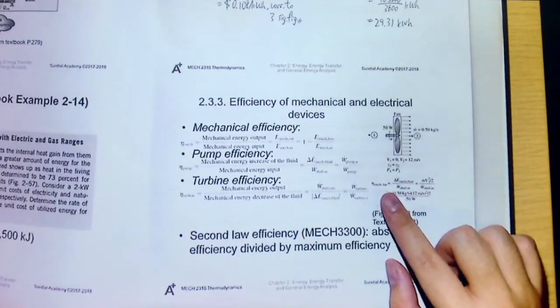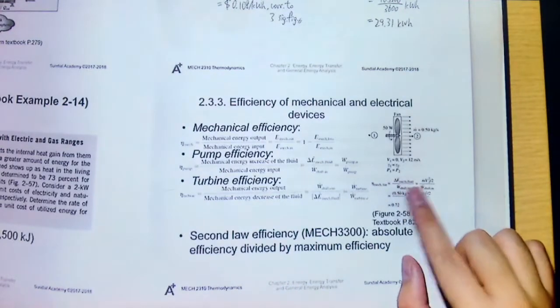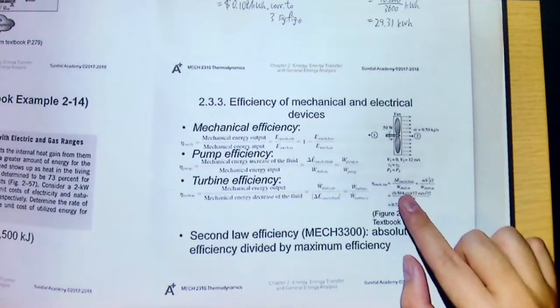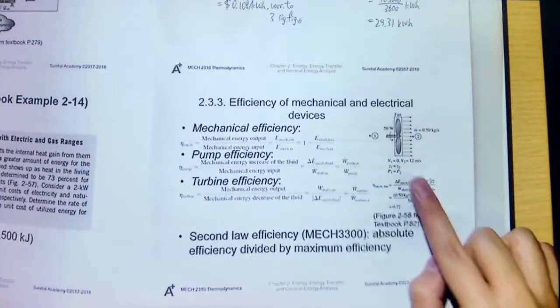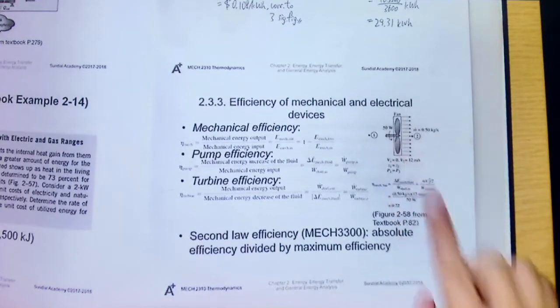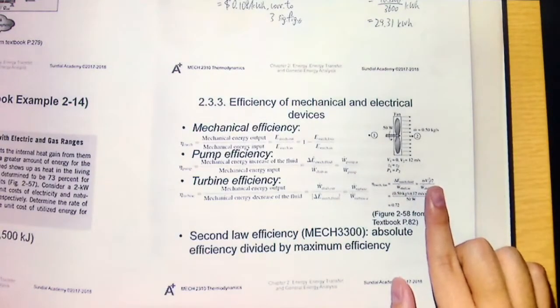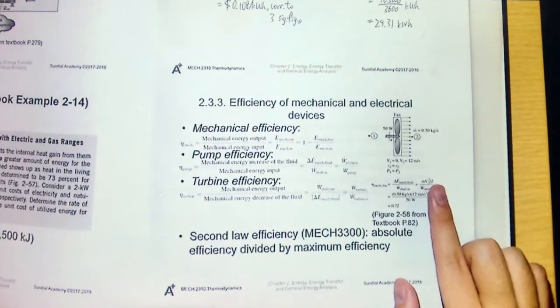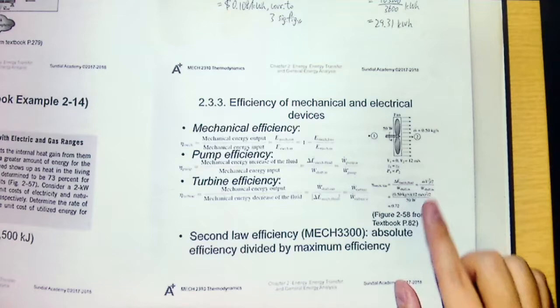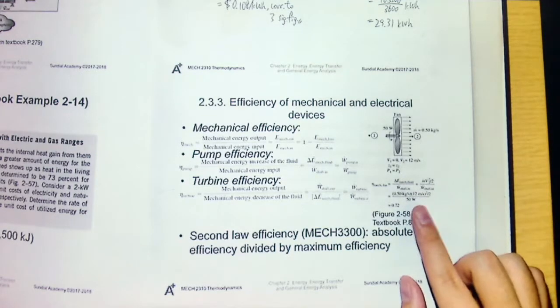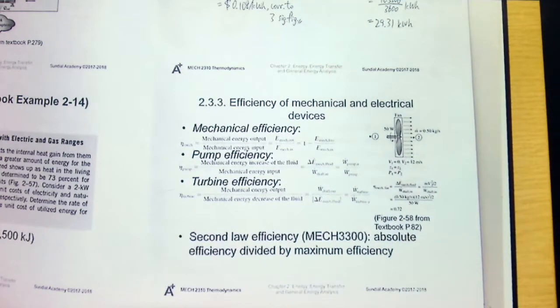of a fan. It will be equal to delta E of the fluid divided by the shaft work. The shaft work is 50 watts, which is given. And the change in the mechanical energy of the fluid is just the change of KE. We have neglected all other kinds of change in the mechanical energy. So we just have the mass flow rate times V squared over 2, and we plug in values and find that it will be equal to 0.72. That is 72%. That will be the efficiency.